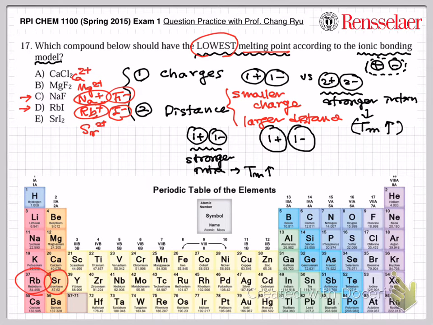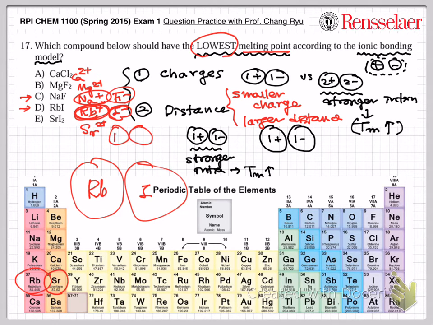Now the second category, about the distance, which one is bigger? Sodium versus rubidium, iodine versus fluorine. Rubidium iodide is this big, whereas sodium and fluorine ions, plus and minus, are this big. So therefore, this is the case of smallest charge and the larger distance between them. So the answer will be D.